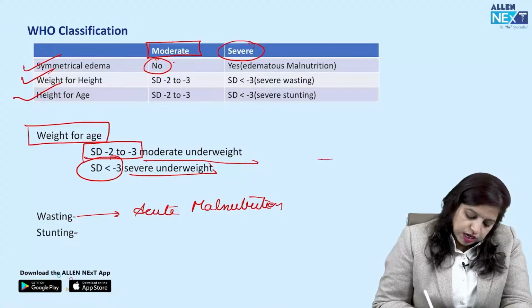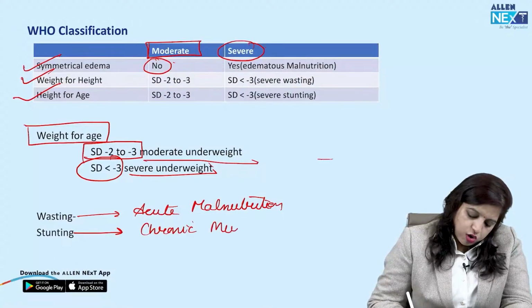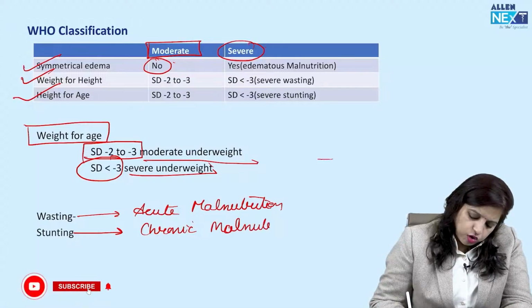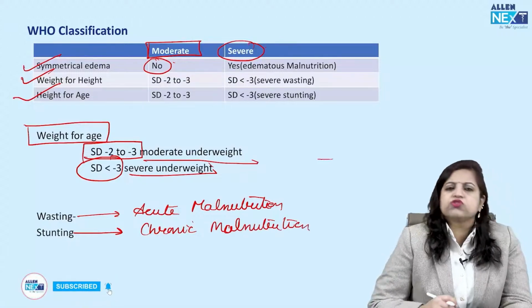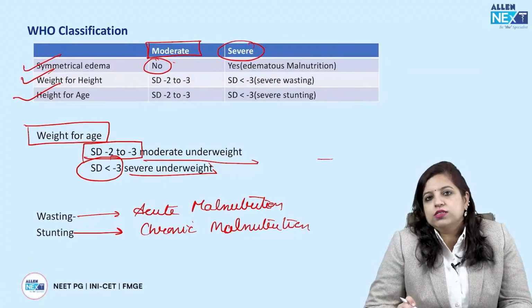Then they will ask you, stunting is a sign of, in one form or the other, it is a sign of long standing, that means chronic malnutrition. Right? So straight away, sometimes straight questions come and you should be able to answer them correctly.